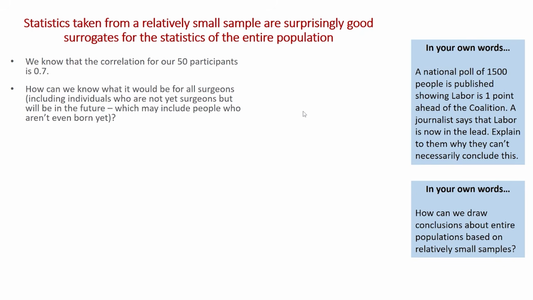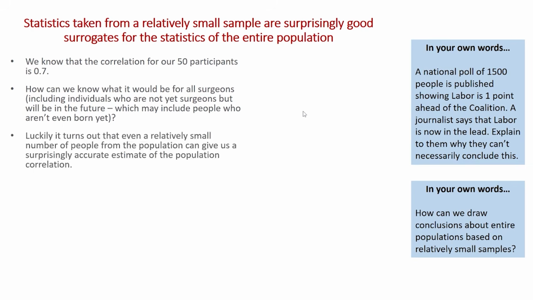What we want to know is what that correlation would be for all surgeons who have ever lived, including people who are not yet surgeons but might be in the future, and could even include people who haven't even been born yet. Well, the problem is, of course, that we just can't test every single surgeon that's out there and is yet to be. But fortunately for us, it turns out that even if we test a relatively small number of people from that population, randomly sampled, we can get a surprisingly accurate estimate of that population correlation.